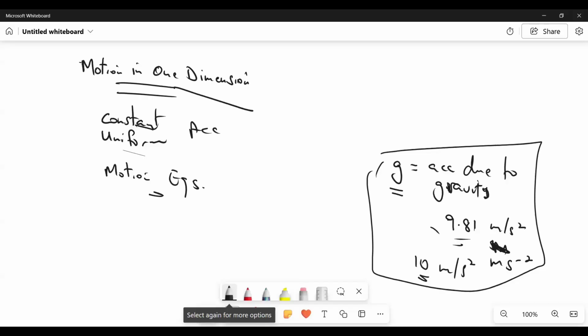Sir, just because I want to know if there's the standard value of G. Yeah. Well, I will tell you what to use as a standard value, right? Don't kill yourself.